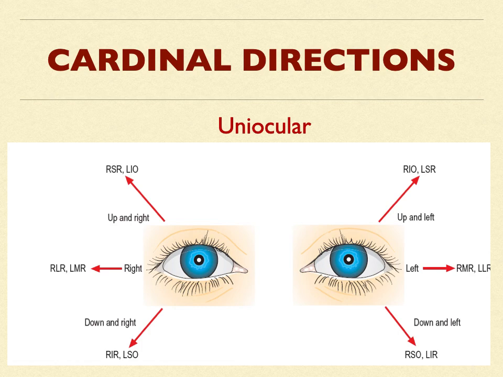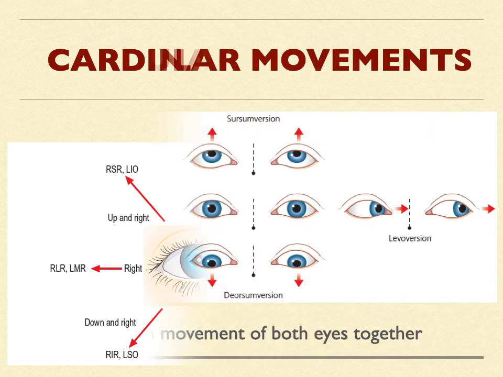As we said, the superior oblique, when the eye looks in, it takes the globe down. The inferior oblique, when the eye looks in or nasally, it takes the globe up. And these are the 6 cardinal directions.